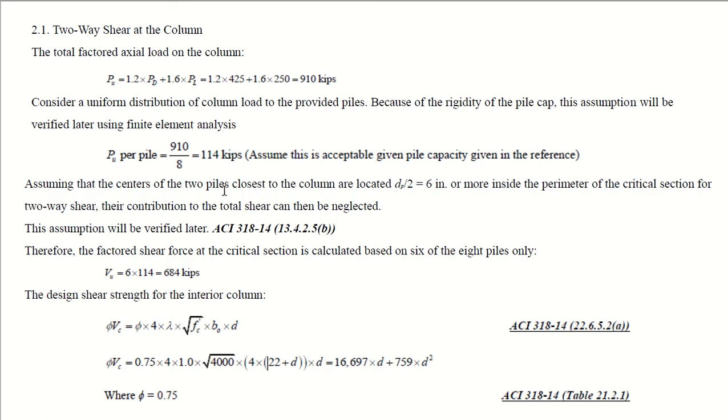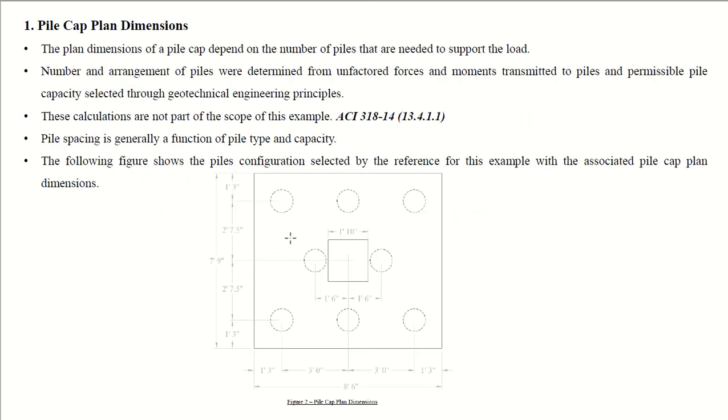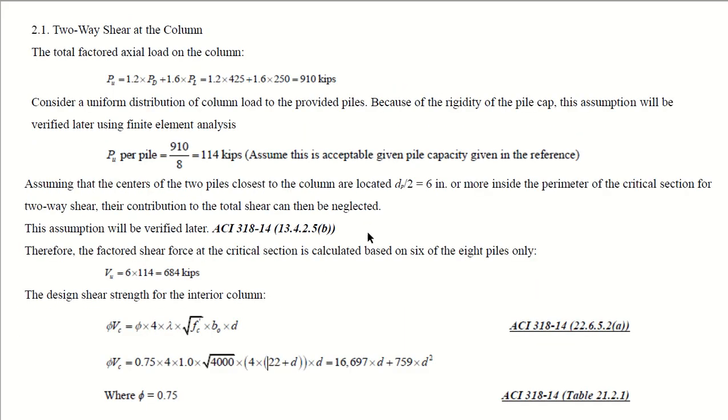Assuming that the centers of the two piles closest to the column are located 6 inches or more inside the perimeter of the critical section for the two-way shear, their contribution to the total shear can then be neglected. And it says that this assumption will be verified later. Okay, so these two piles, this one and this one, it says that it is within the 6 inches of the critical shear perimeter of this column. Therefore, we are ignoring these two piles and it will be verified later. Therefore, the factored shear force at the critical section is calculated based on 6 of the 8 piles only. Okay, so we are ignoring the 2 piles at the middle.